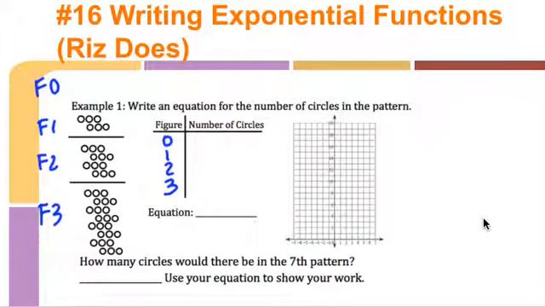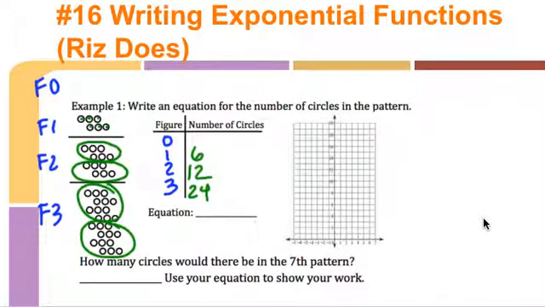So if I look at figure 1, I see 1, 2, 3, 4, 5, 6 circles. And if I look at figure 2, I see 12 circles. Okay, and then if I look at figure 3, I see 24 circles. So you might have noticed a pattern while I was doing this, and if you didn't, just look at the numbers 6, 12, 24, and you should notice a multiplier. 6 times 2 is 12, and 12 times 2 is 24.